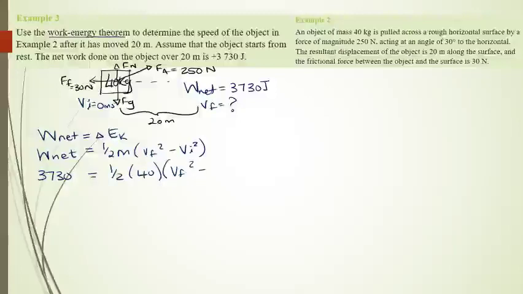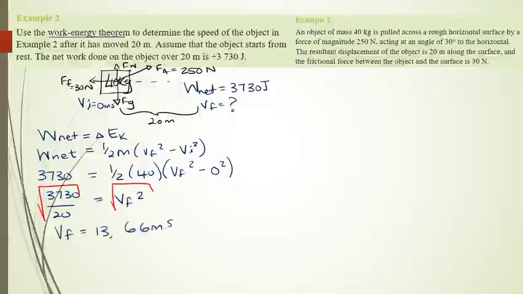And I want to know how that change from a 0 meter squared is going to affect it. So this ends up being 20, so we're going to go 3730, divide that by 20, leaves you with final velocity minus 0, leaves you with final velocity squared. To get rid of the square, we square root both sides, and therefore my final velocity is equal to 13.66 meters per second.